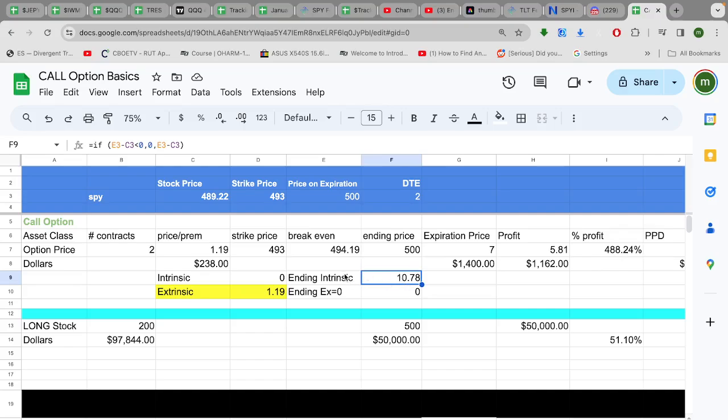I'm going to look at this formula on the ending intrinsic. I have no idea why it's doing that. I'll have that fixed by next time, I promise. All right, so let's just see how we do on this.